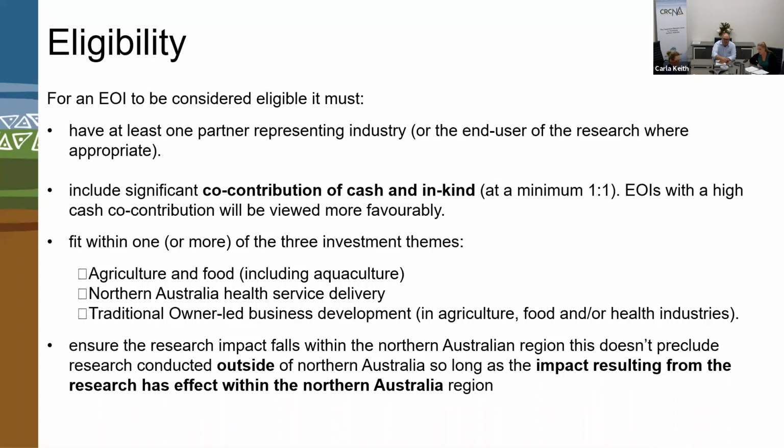It needs to fit within one of those 3 investment criteria: ag and food, or Northern Australia health service delivery, or traditional owner-led business in those areas. And we also need to ensure that the focus of impact is in Northern Australia. So if your lead researcher is sitting outside of Northern Australia, that's okay, as long as the impact is displayed to be in that remit, in that green zone on that map.